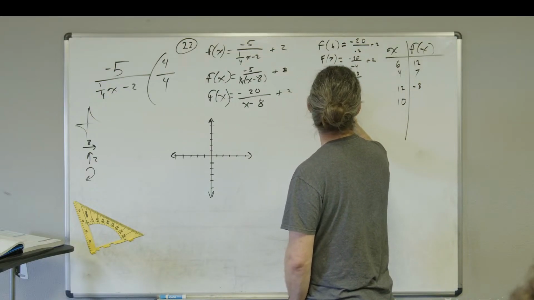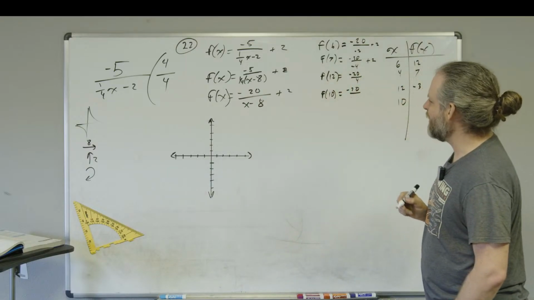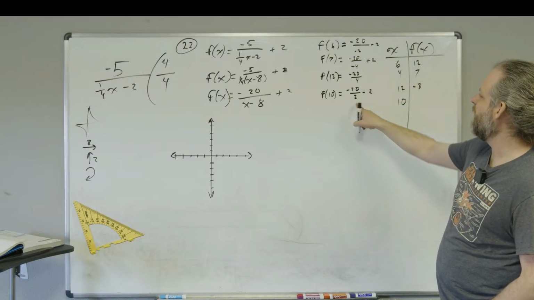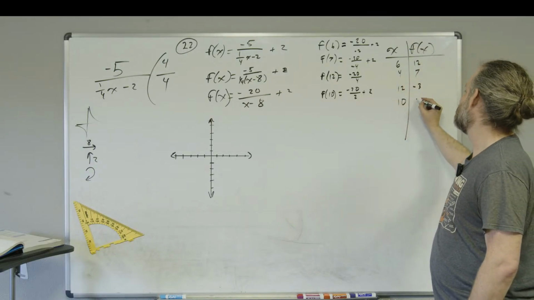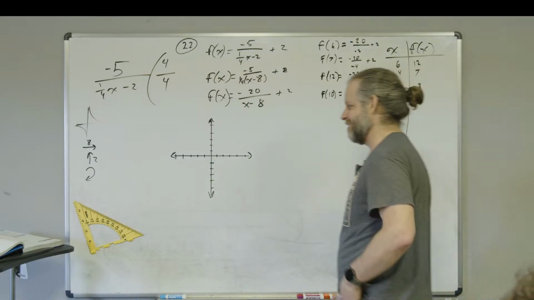X is -8. 10 minus 8 is 2, plus 2. So -10 plus 2, -8. Let's graph it. Yeah, let's graph it.